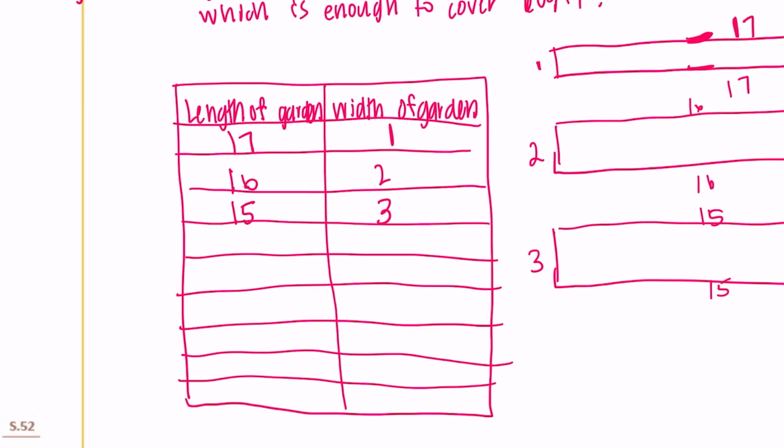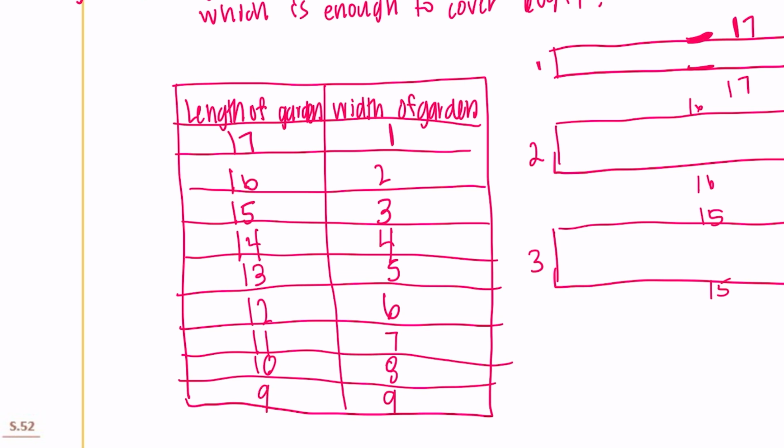So when we increase the width of the garden by 1, the length of the garden decreases by 1. So I'm just going to continue the pattern in here. The width is 6, the length would be 12. The width is 7, we would have 11. If it's 8, we'd have 10. And if it's 9, we would have 9.